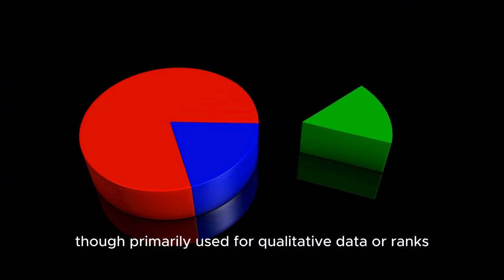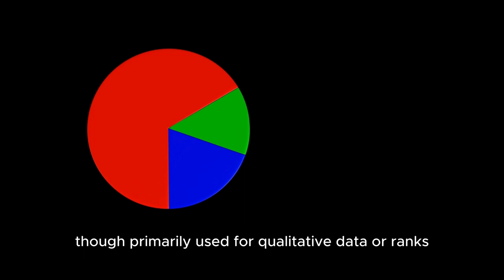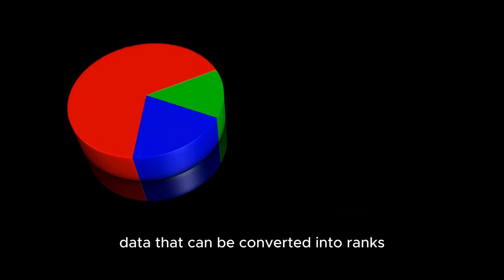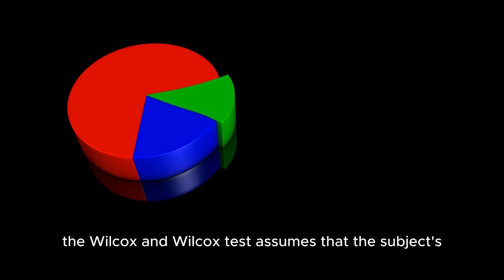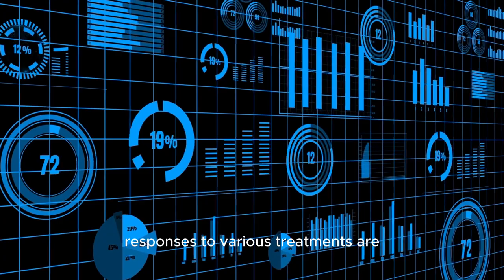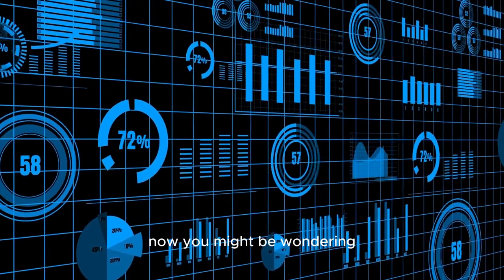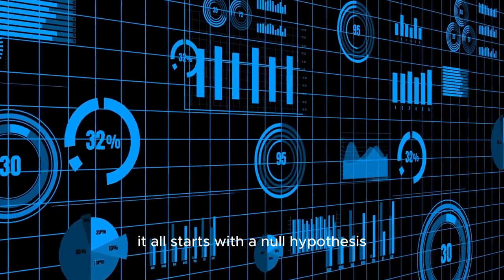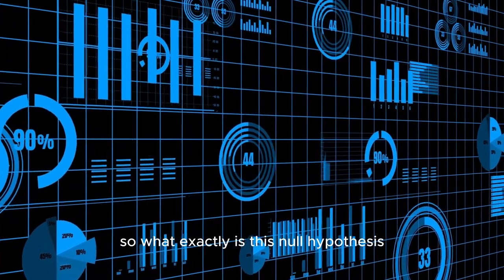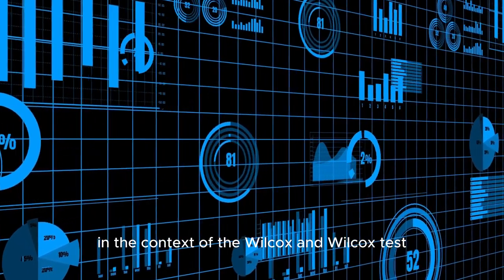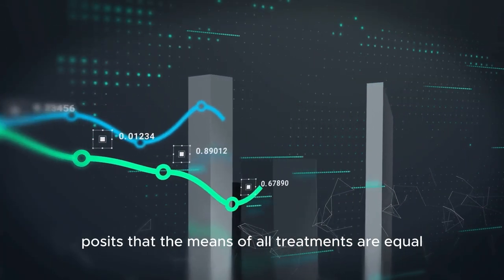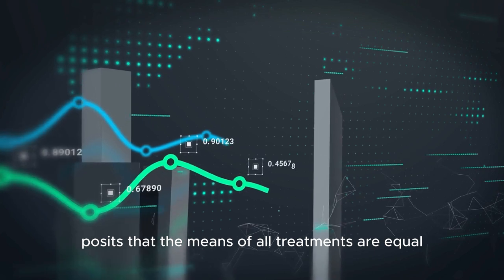Though primarily used for qualitative data or ranks, it can also be applied to quantitative data that can be converted into ranks. The Wilcoxon-Wilcox test assumes that the subject's responses to various treatments are independent of each other. Now, you might be wondering, how does this test work? It all starts with a null hypothesis. So what exactly is this null hypothesis in the context of the Wilcoxon-Wilcox test? Simply put, the null hypothesis posits that the means of all treatments are equal.